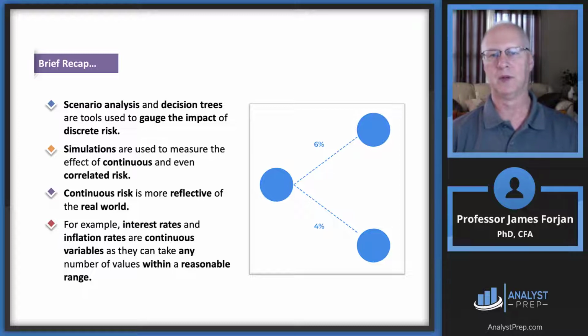And so there's a little picture over there on the right of a decision tree. So we start at node 0. That's today, and we want to make a decision based on something that we think is going to happen in the future. So we have two paths. So this is a simple decision tree where we can either go up or we can go down. So interest rates could go up, interest rates could go down, prices could go up, prices could go down, revenues could go up, revenues could go down. All sorts of ways to apply a decision tree.